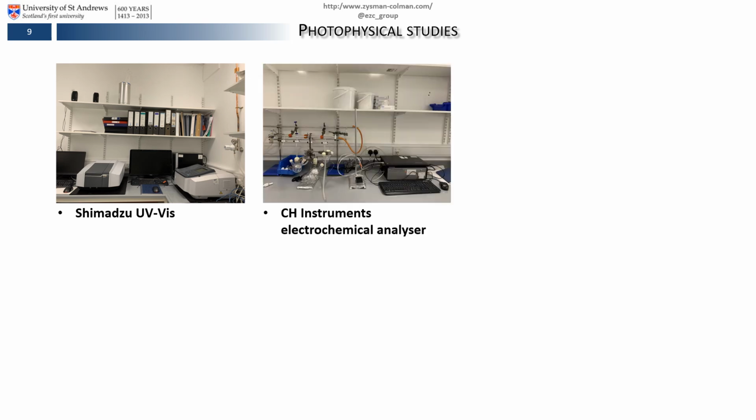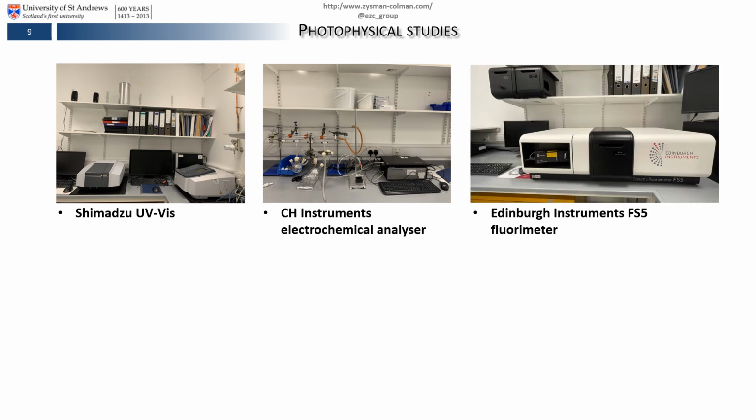Electrochemical analyzers such as the CH electrochemical analyzer investigate chemical reactions and give us information about the oxidation and reduction potential of the compound. A fluorometer helps us do various spectrometry analyses such as fluorescence, phosphorescence, time-resolved spectroscopy, luminescence lifetime measurement, etc., providing information on the emission behavior of the compound.